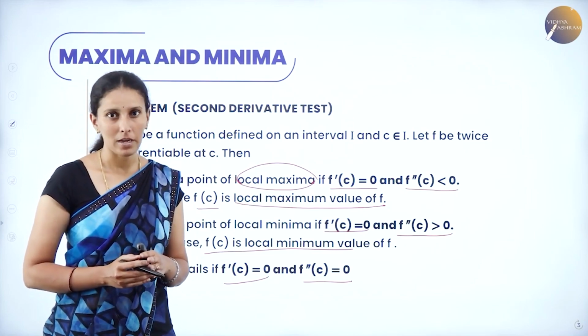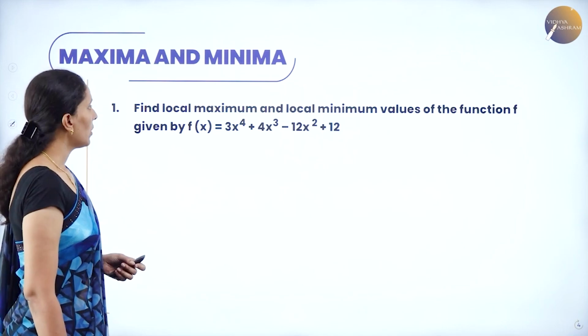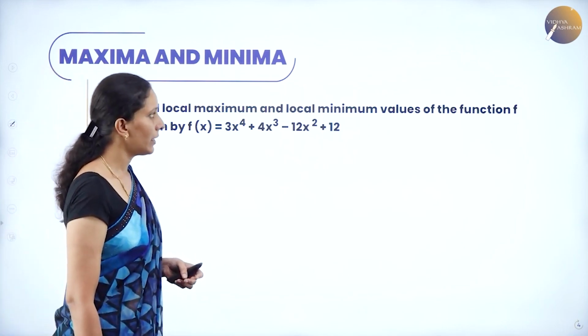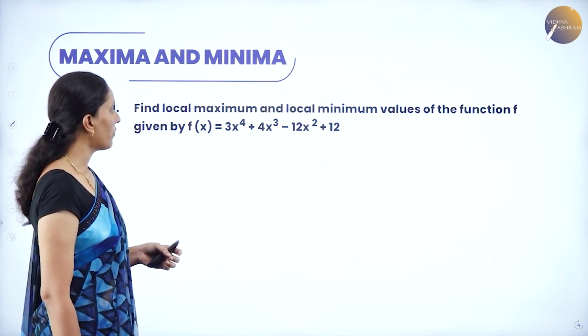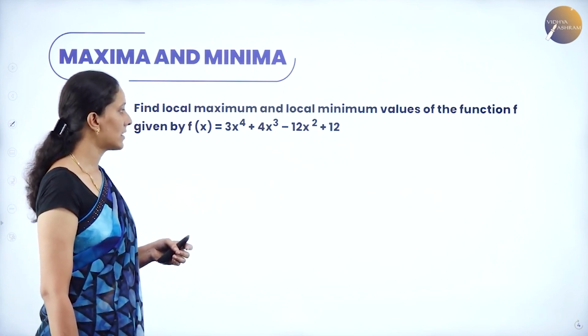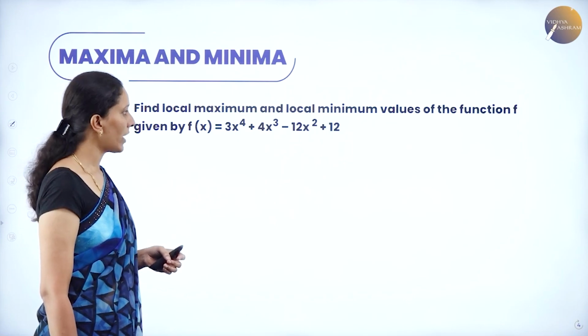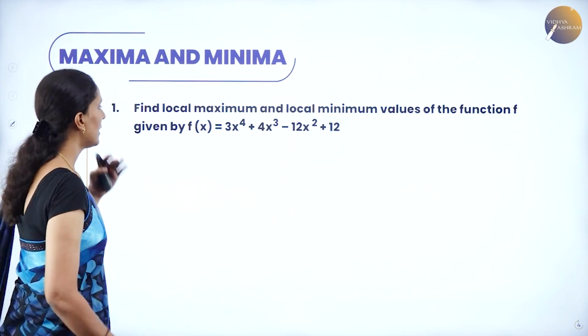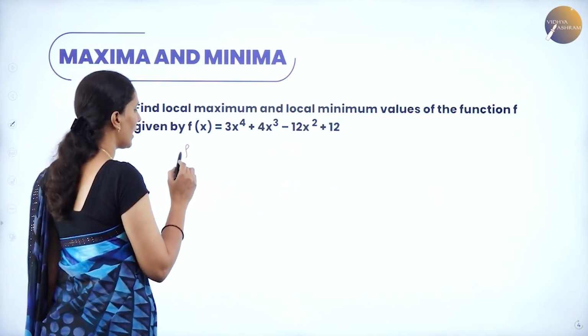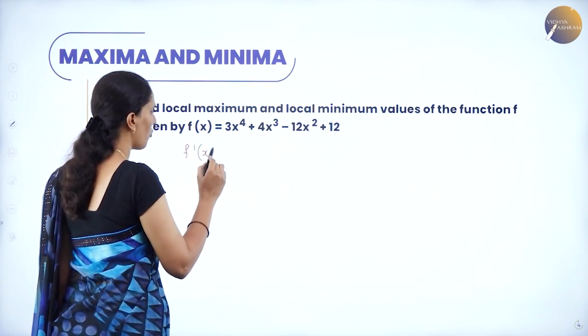Find the local maximum and local minimum values of the function f given by f of x is equal to 3x to the power 4 plus 4x cube minus 12x square plus 12. So first, the working rule goes like this. First find out f dash of x.